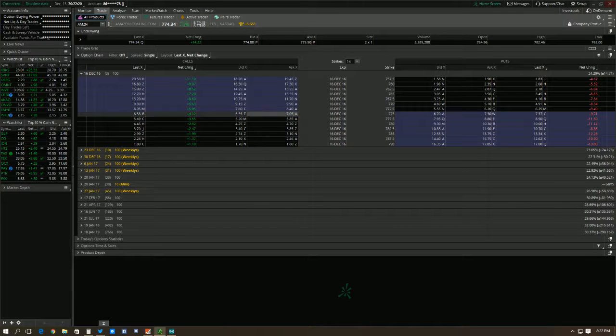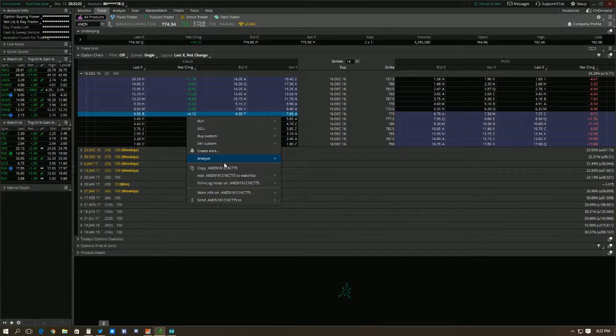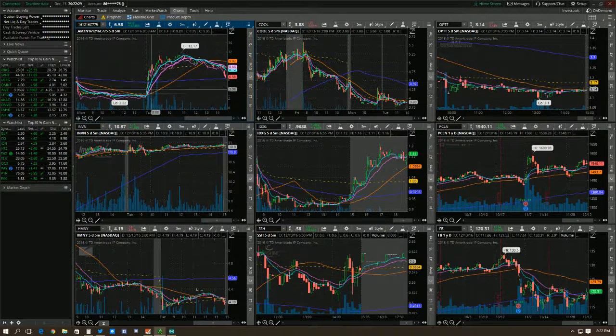Let's do the 775 calls. So I can come here, more info. I think it's from chart. Now these options went from 250. Look at this, guys. 260 to a high of $12, guys. That's more than 400%, guys.